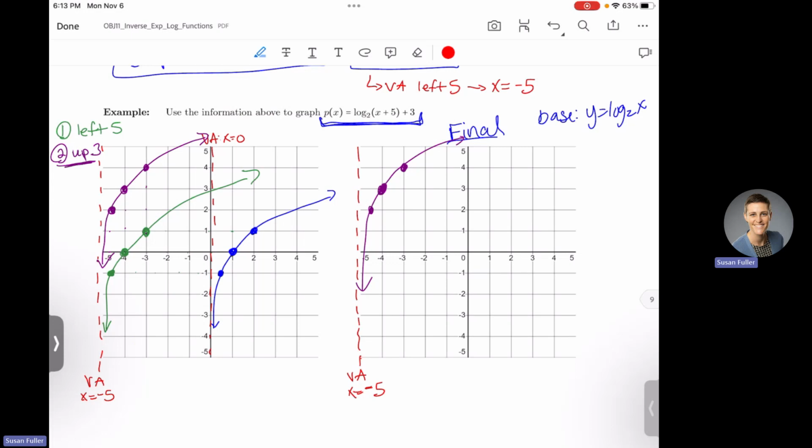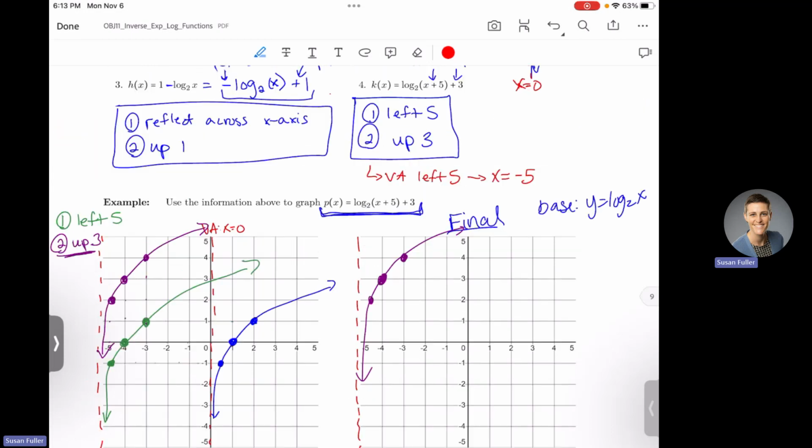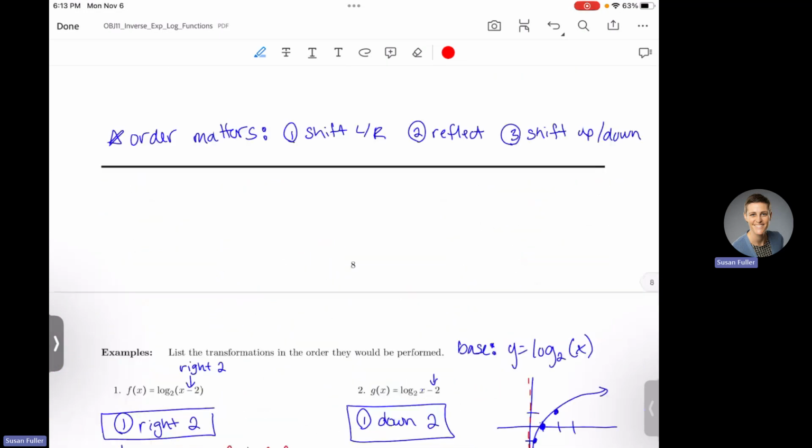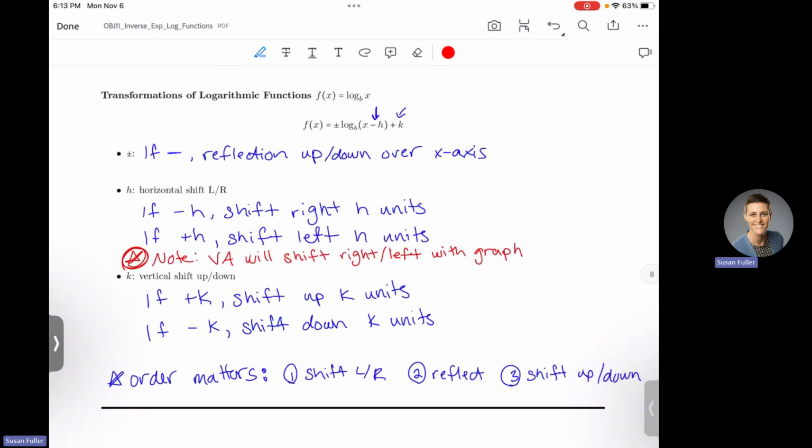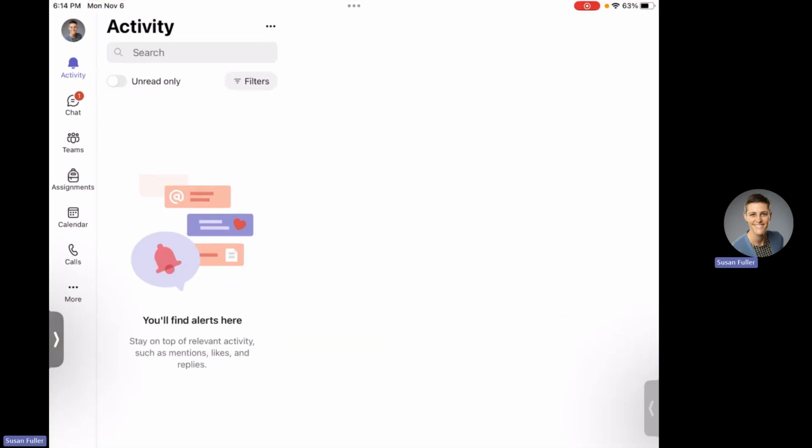Okay, I hope that helps with transforming exponential and log graphs. Again, start with our base log or exponential graphs, and then just perform the operations and lean on our previous training to do this. So let me know if you have any questions, and I will see you next time.